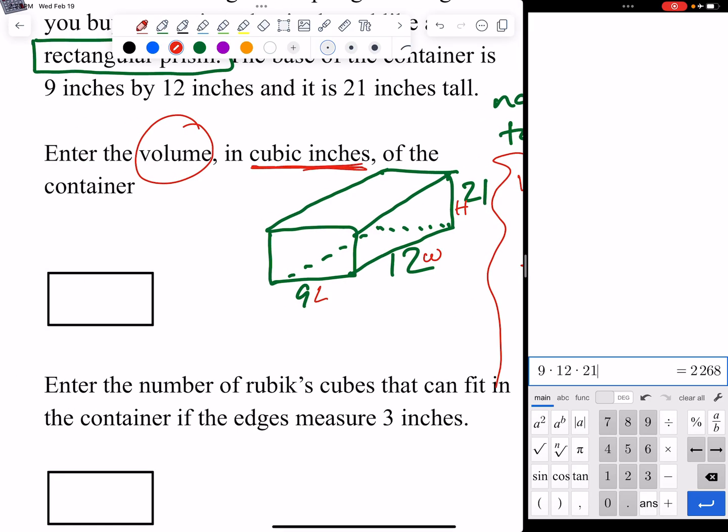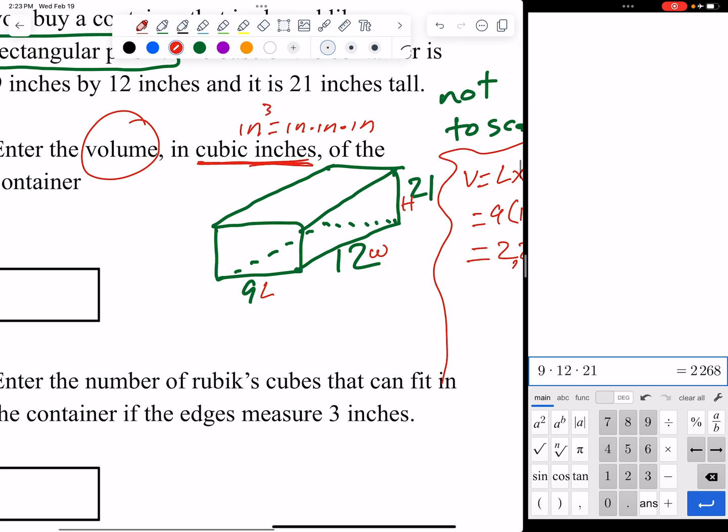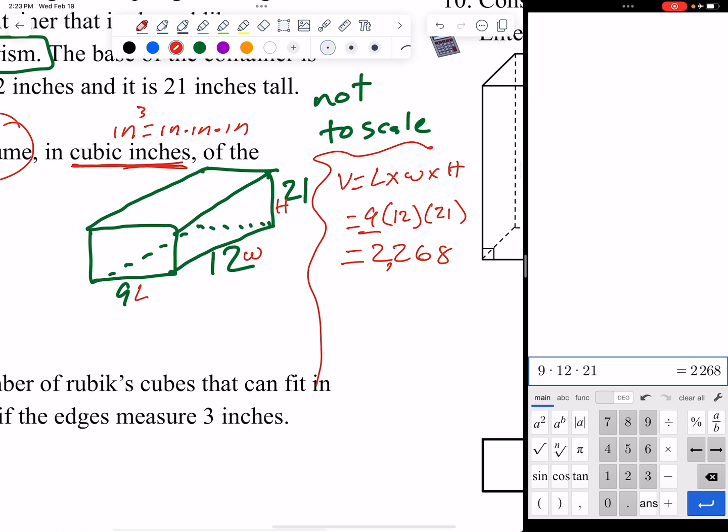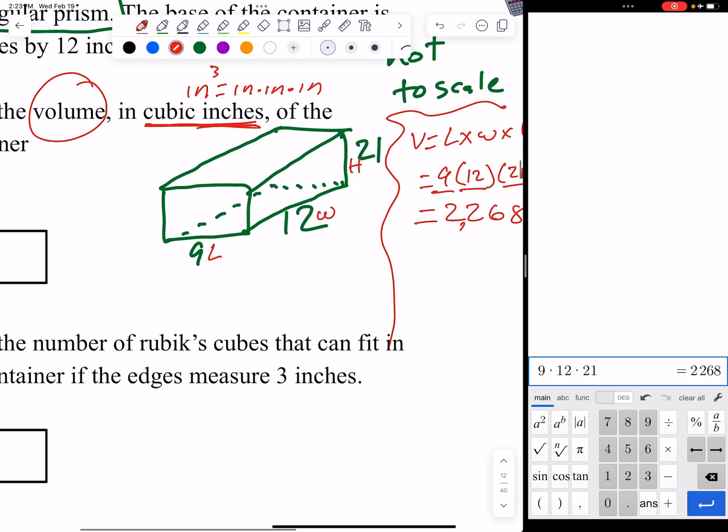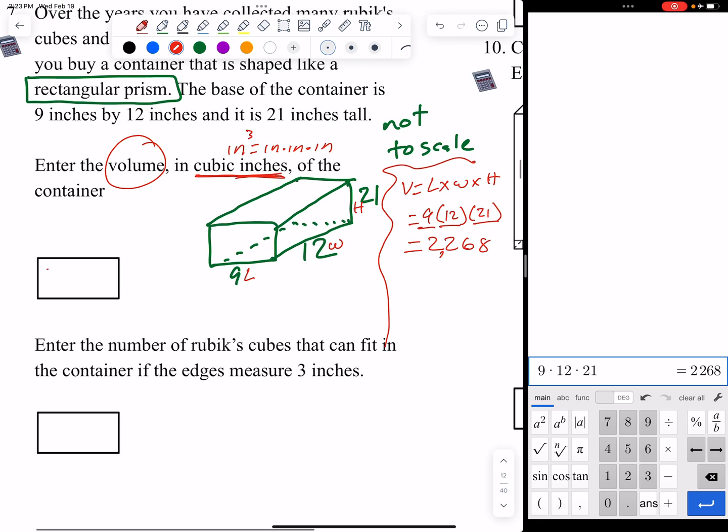So notice how they said in cubic inches. Remember what I said earlier? If it's cubic, that means inches cubed. And if it's inches cubed, that means it's inches times inches times inches. Do you see how I multiplied inches times inches times inches? I told you it's a nice clue, right? I got to multiply 3 numbers. All right, so this one is going to be 2268.